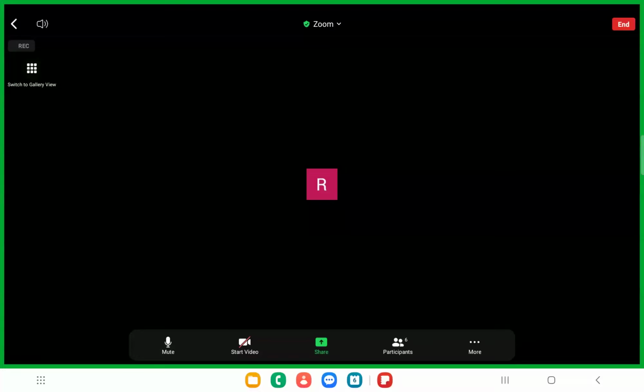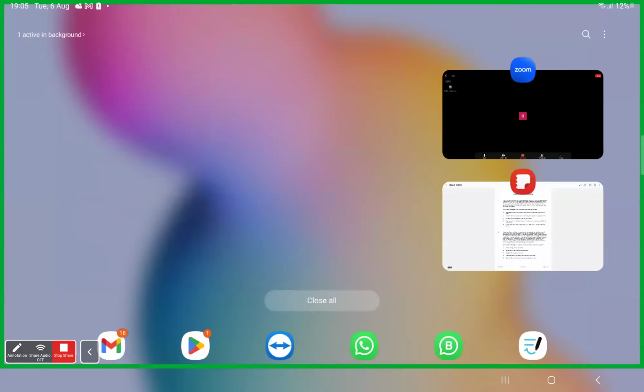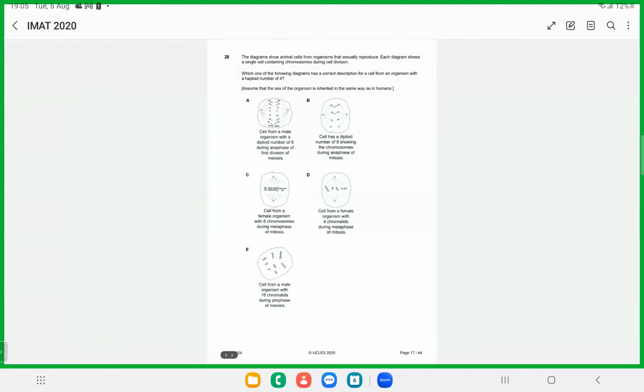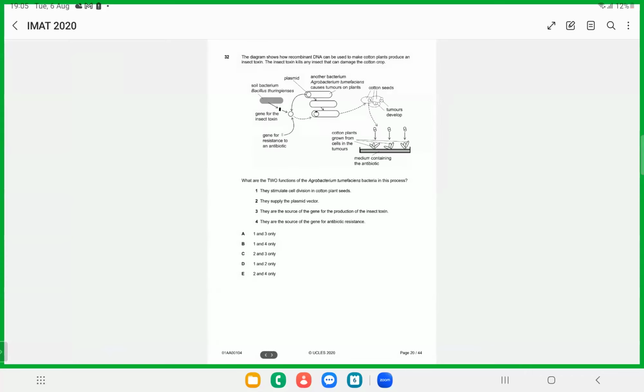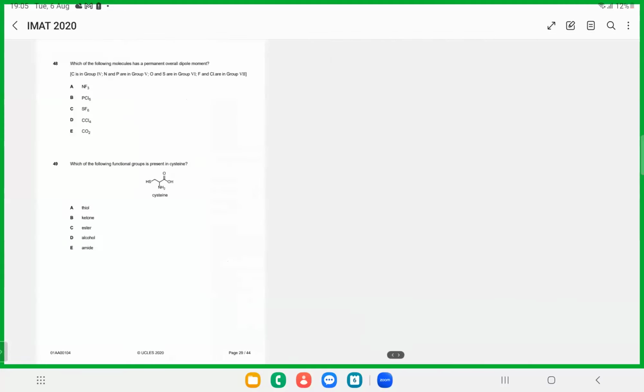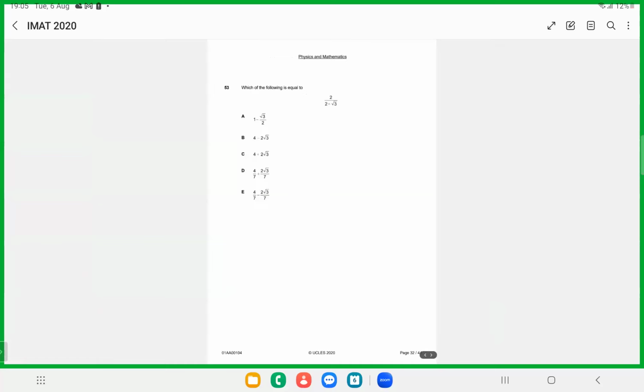Okay. So let's try to solve 2020 physics and math as much as we can. And then we're gonna see it. Not chemistry. Yeah. So let's start here.